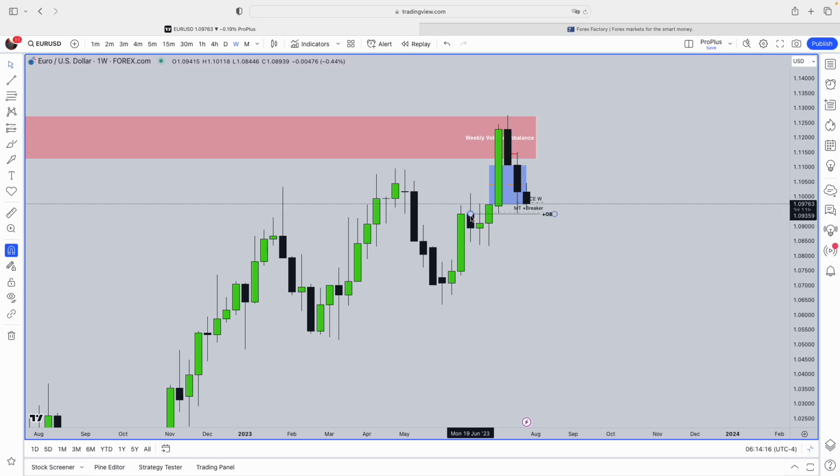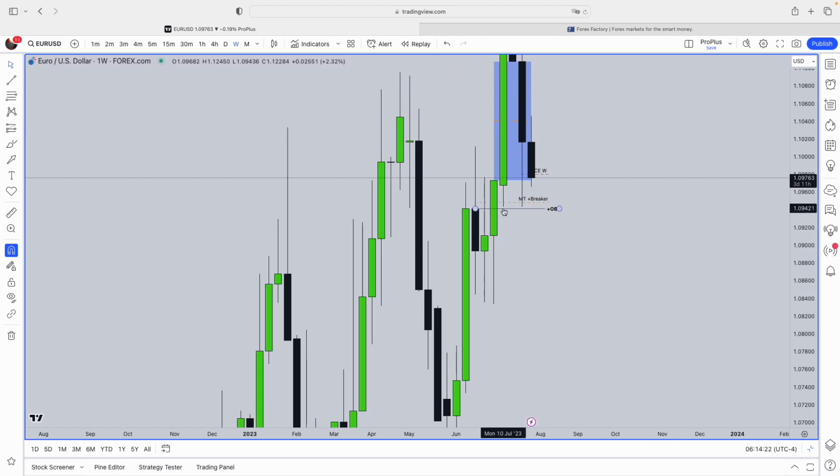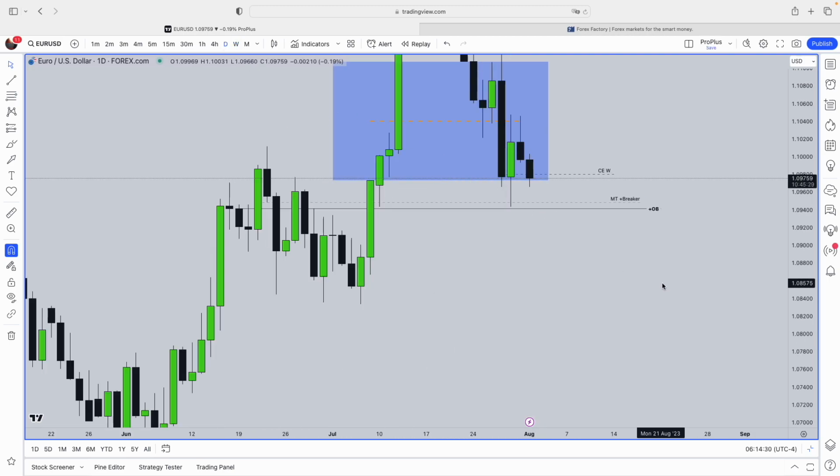This is a bullish order block, this bearish candle here. So price has just missed that a few times, but like a couple of pips. So potentially I think that's the next draw on liquidity. There's also, we've got on the daily.